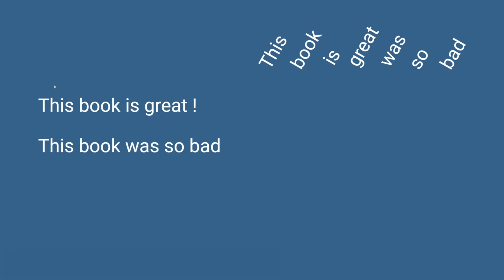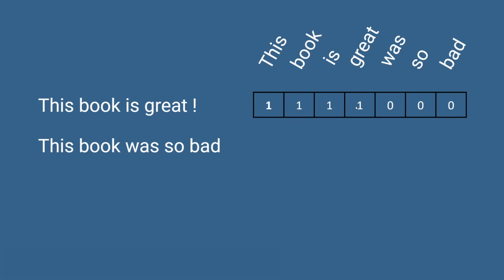So if we were training a bag of words model, we'd use all of these words to create this sort of dictionary. And then to actually convert this sentence into a numerical vector, all we have to do is map ones and zeros to the terms over here. So this book is great would have ones mapped to the first 4 words, but it doesn't have was, doesn't have so, doesn't have bad in it. So those would be zeros. Ones where the word is, zeros where not. This book was so bad, that would look something like this.